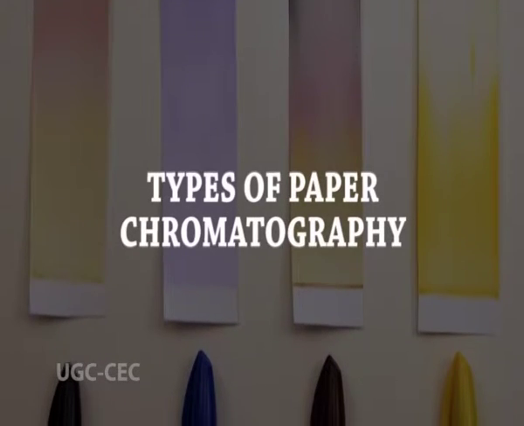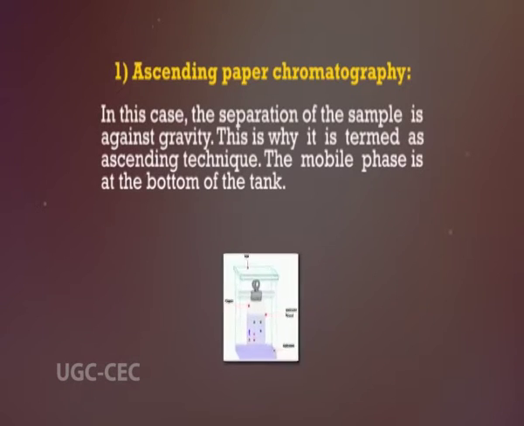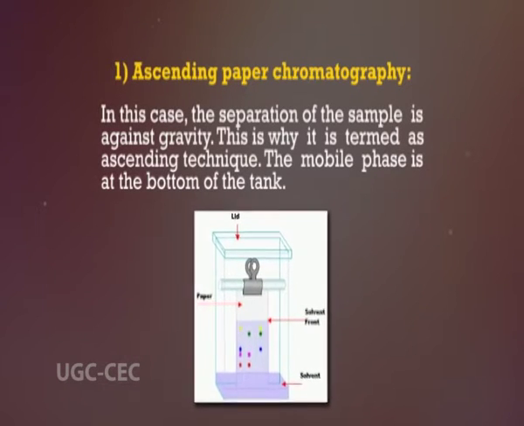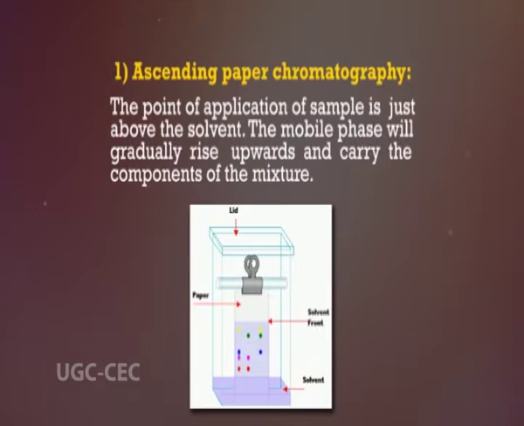Coming to the types of paper chromatography. First one is the ascending paper chromatography. In this case, the separation of the sample is against gravity. This is why it is termed as ascending technique. The mobile phase is at the bottom of the tank. The point of application of the sample is just above the solvent. The mobile phase will gradually rise upwards and carry the components of the mixture.